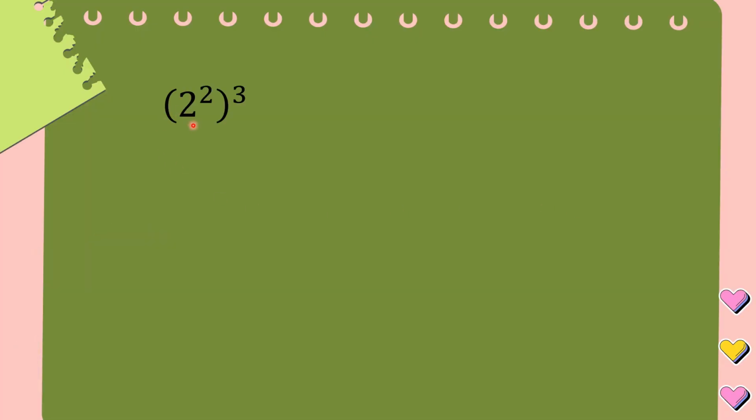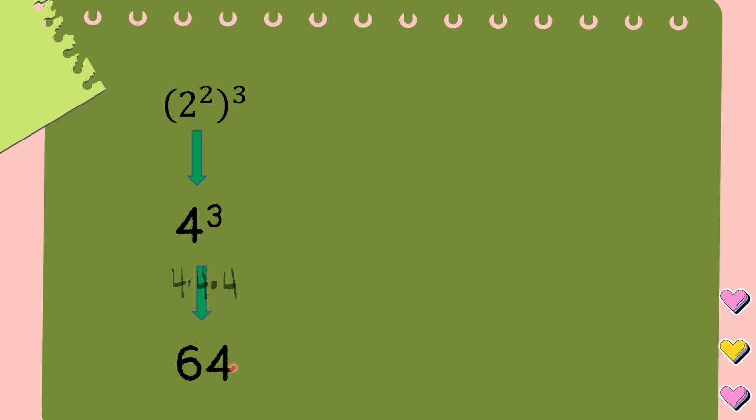Let us consider the quantity 2 squared raised to 3. 2 squared means 2 times 2, which is equal to 4. So this means 4 raised to 3. And 4 raised to 3 means 4 times 4 times 4. 4 times 4 is 16. 16 times 4 is 64. So 2 squared raised to 3 is equal to 64.